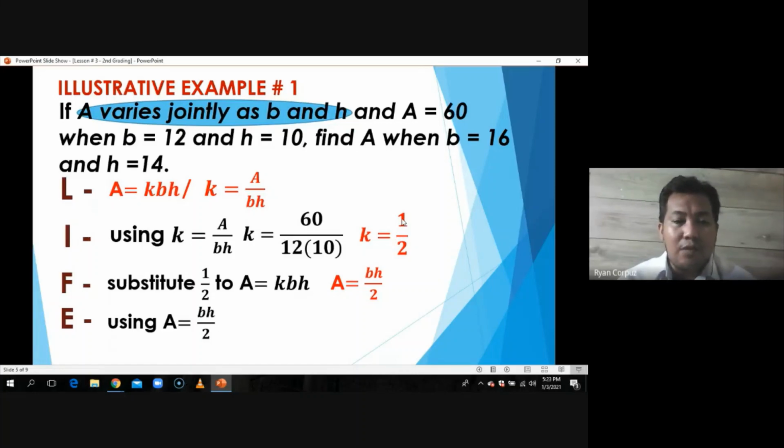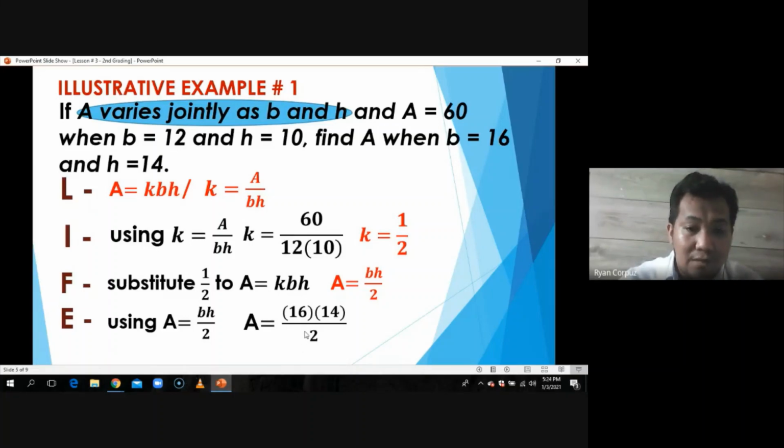Then lastly, using A is equal to BH over 2, that fourth equation in step number 3, we are going to make use of that for us to find out what is unknown in the problem. Sabi dito, find A when B is equal to 16 and H is equal to 14. Just simply substitute it. So A is equal to 16 times 14 all over 2.